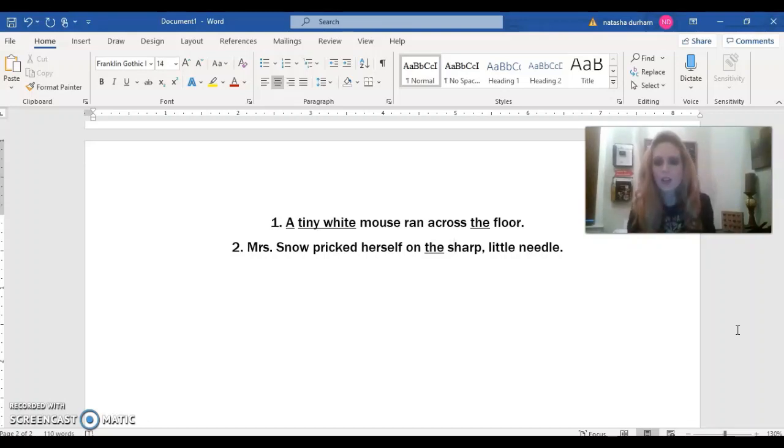Do we see any words that describe needle? What kind of needle? Little. What kind of needle? A little needle. Are we done? Do we see any more words? Sharp. What kind of needle? Sharp. So sharp also describes needle. So in that sentence, the is an article, so we should have it underlined. And the words sharp and little describe needle. So those are all adjectives, so we should have those underlined as well.